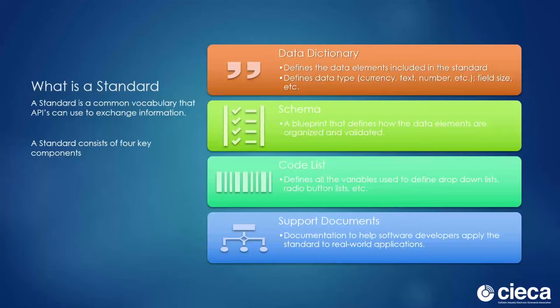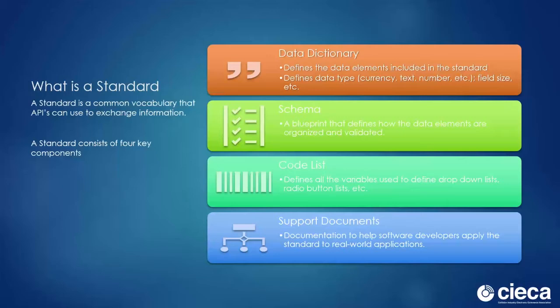Let's take a closer look at what constitutes a standard. It starts with a data dictionary. The data dictionary defines all the data elements that could be included in an API. It defines not only the list of data elements, but the format. Is it currency? Is it text? Is it a number? It also identifies the field size. If I'm sending you a name field that is 64 characters long and your system only accepts 32 characters, that could be a problem. It's important that the APIs on both ends of the transaction use the same definitions.